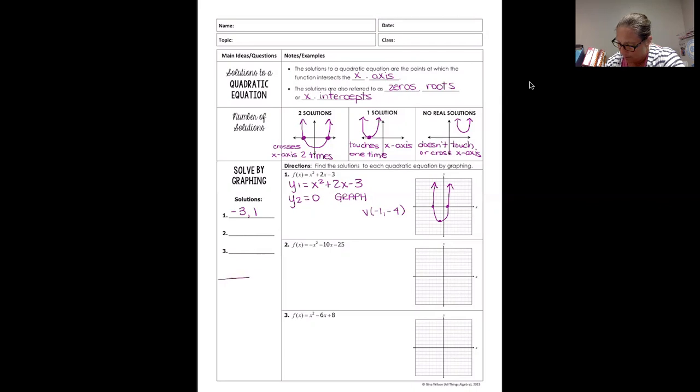Right down here, you can make your questions box. Make sure to write down any questions that you have.